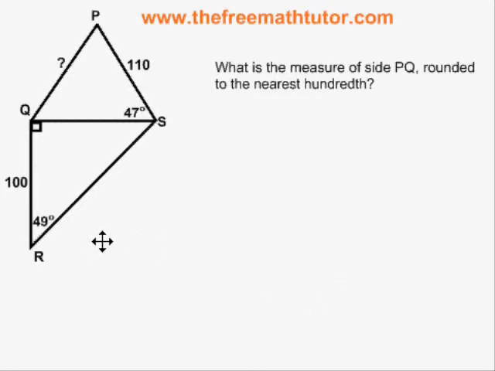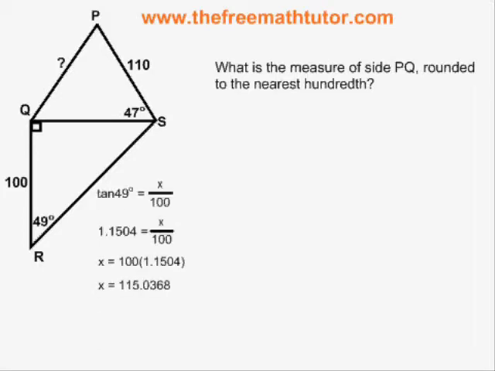This is a TOA situation. We can do tan of 49 degrees is equal to opposite x over adjacent 100. And it will look like this. Once we fill in our TOA formula and solve, we end up with side QS being 115.0368 units in length if we round off to 4 decimal places.